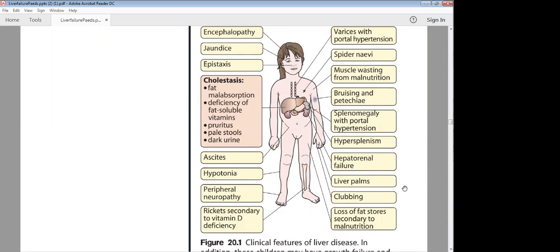First is portal hypertension. They may come with upper GI bleeding, varices, esophageal varices, spider nevi, muscle wasting from the malnutrition, bruising, and petechiae. They may present with splenomegaly, apart from hepatomegaly, because of the evidence of portal hypertension. Okay, and then hypersplenism. Hepatorenal failure also presented. Clubbing, and then loss of fat stock, secondary to malnutrition. Okay, next, you can read about clinical features in the pediatric protocol as well.